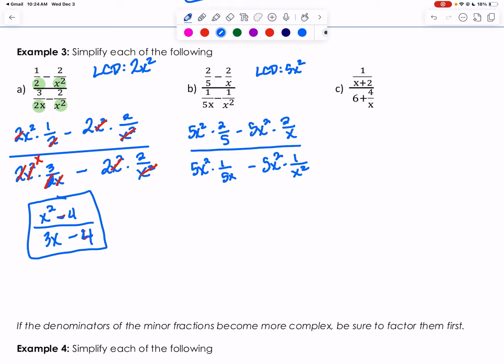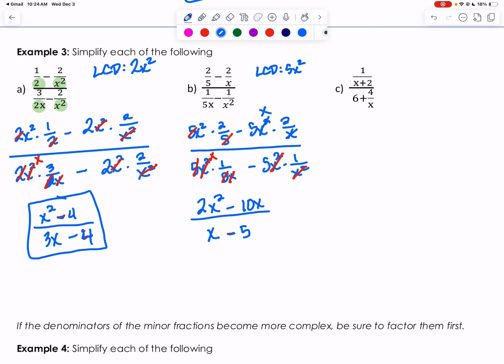Once I get that all written out, I cancel what I can. So the 5 cancels with the 5 and leaves me x squared times 2, which is 2x squared. Next fraction, x will go into x squared x times. So that leaves me 5x times 2, which is 10x. On the bottom, 5 cancels with 5. X goes into x squared x times, which leaves me x times 1, or x. Next one, x squared cancels with x squared, leaving me 5 times 1, or minus 5.